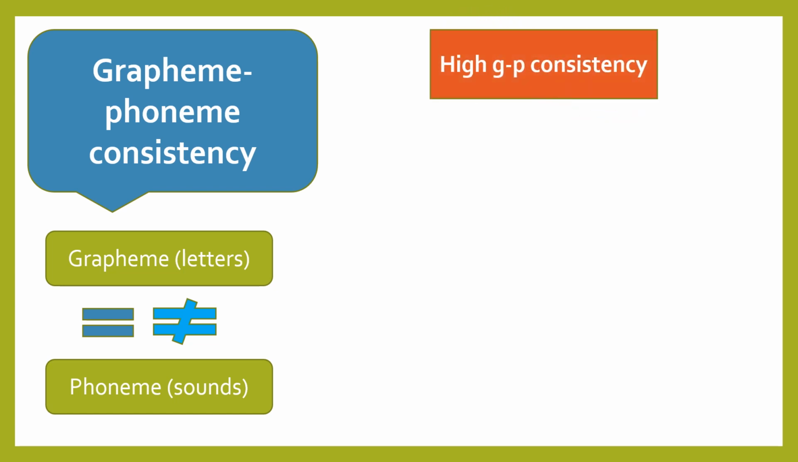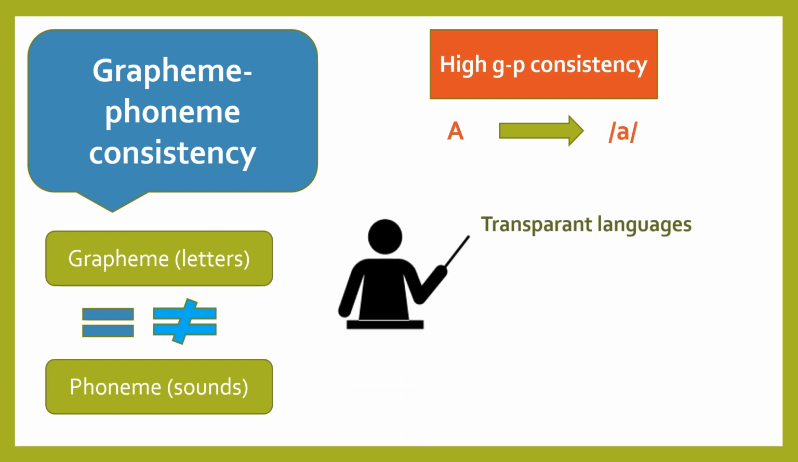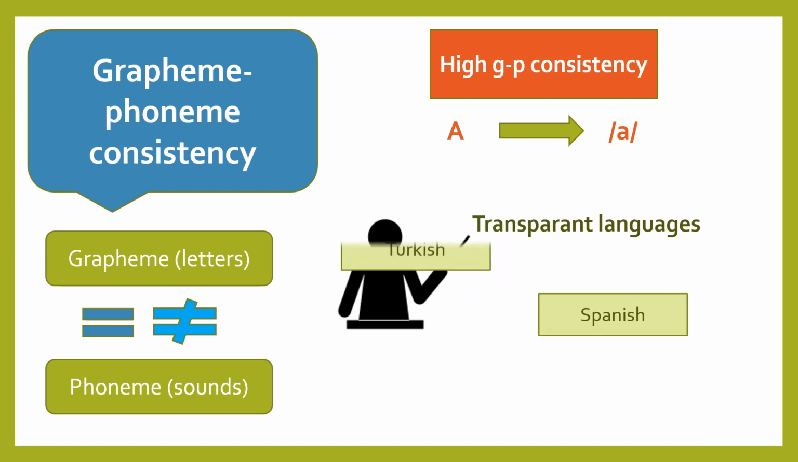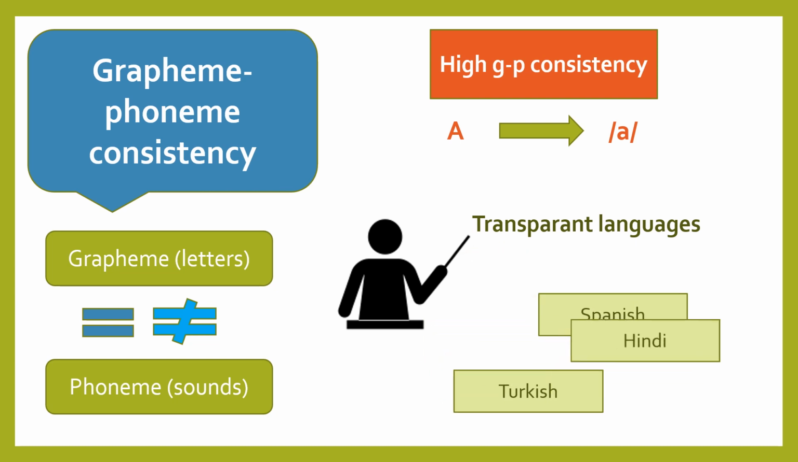The grapheme-phoneme consistency is the degree of correspondence between the graphemes or letters and the phonemes or sounds. A high grapheme-phoneme consistency means that there is a one-to-one relationship between the letters and sounds. The A, for example, is pronounced as A. Languages with a high grapheme-phoneme consistency are called transparent languages. Examples of languages with a consistent spelling system are Spanish, Turkish, and Hindi.